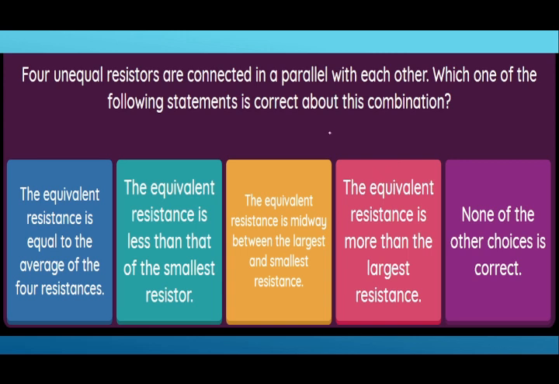Take note that the resistors are connected in parallel. So which of the following is the correct answer? The answer is the equivalent resistance is less than the smallest resistor. Take note that for resistors connected in parallel, it is the reciprocal of the sum of reciprocals. Hence, from this formula, you will have a lesser resistance.